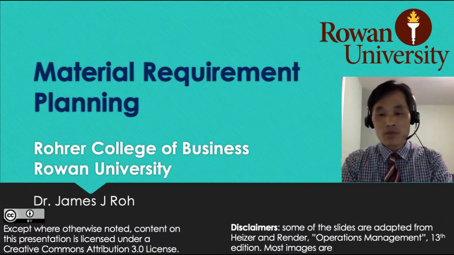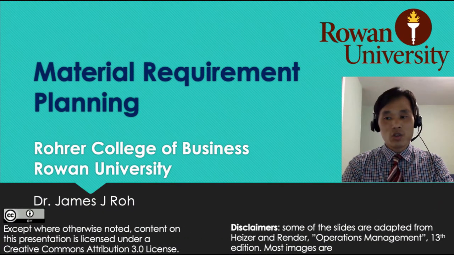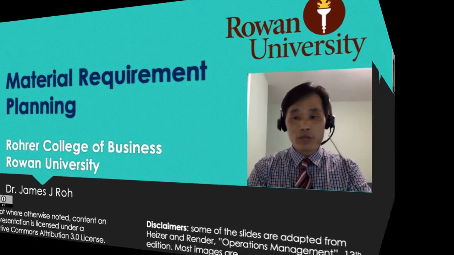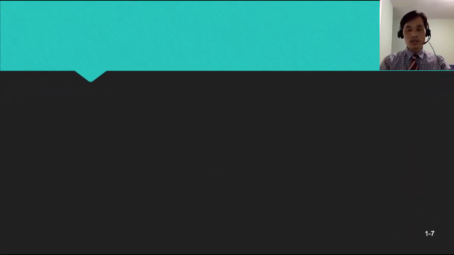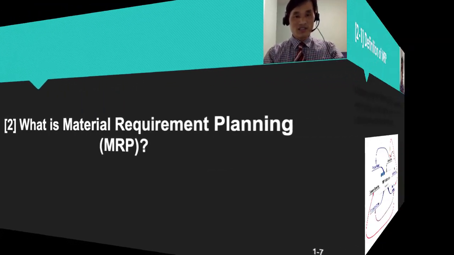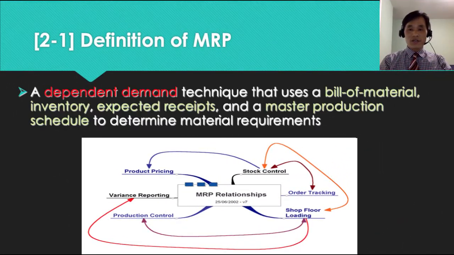Welcome to the Operations Management course. In this lecture, we will learn material requirement planning. The second topic is what MRP is. MRP is defined as a dependent demand technique that uses a bill of materials, inventory, expected receipts, and a master production schedule to determine material requirements. The key to dependent demand is the bill of materials.